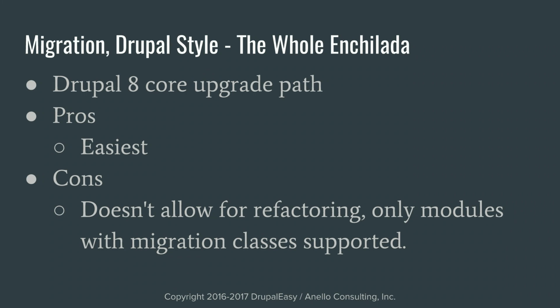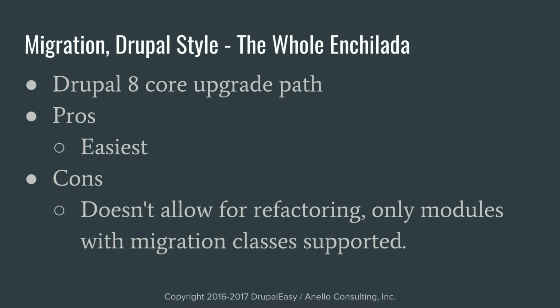And only modules with migration classes are supported. Meaning if you're just going to get core D6 to core D8, you're probably in good shape. If your core D6 site has 50 modules, and 20 of them have their own storage involved, something like panels, where you define panels and it stores the panels configuration, until panels for D8 ships with its own migration classes, that panel configuration will not migrate over.